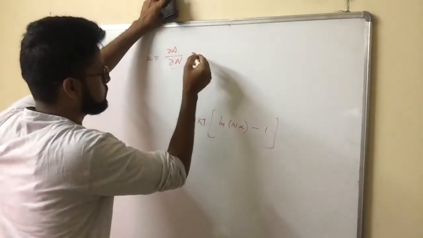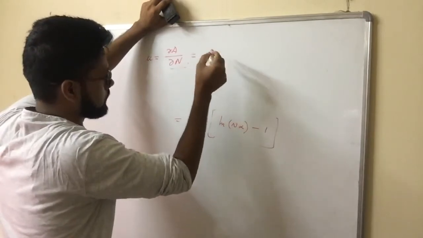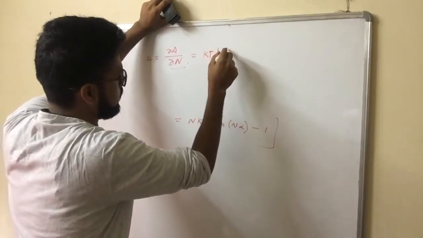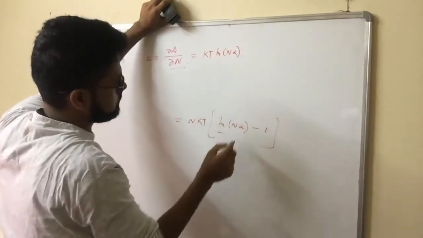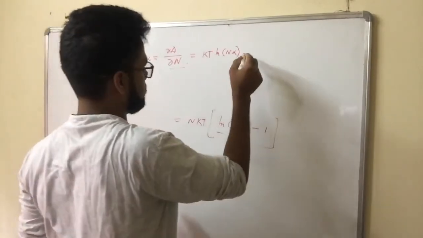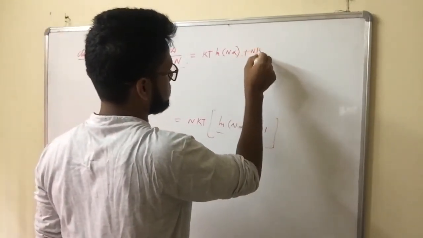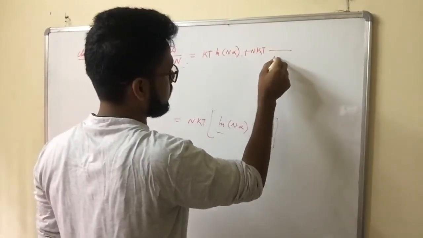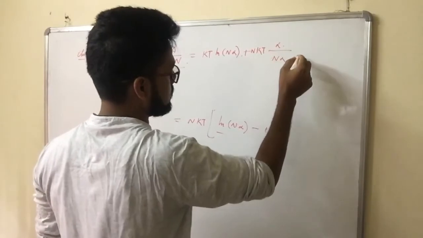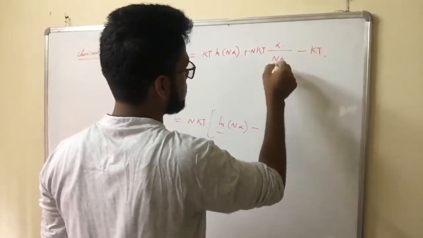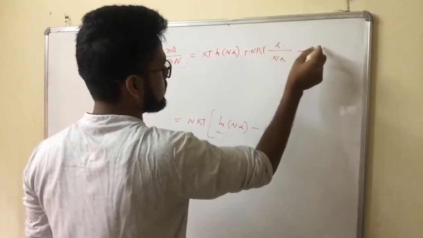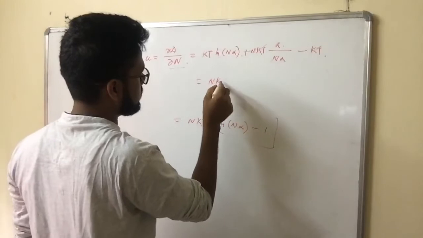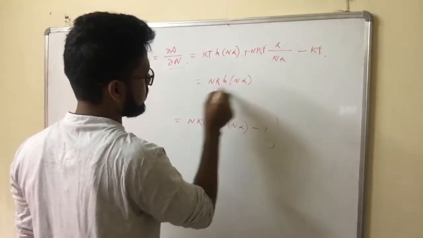Taking the differentiation of this part will give you the first term, kT ln(n alpha). The next term will give you nkT divided by n alpha, minus kT. Alpha cancels, ln cancels, kT cancels. So it will be nk ln(n alpha). Is it okay? This is the answer.